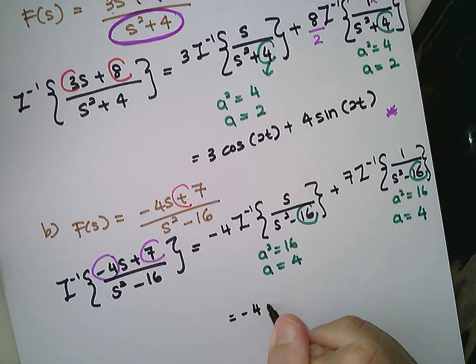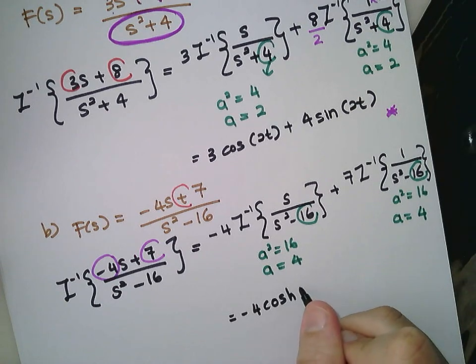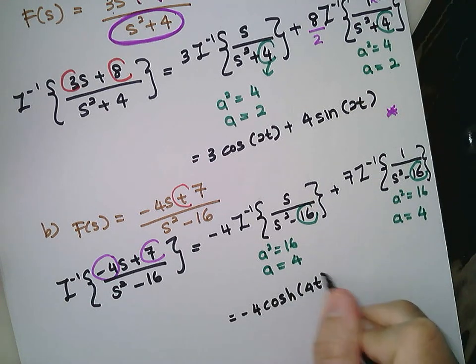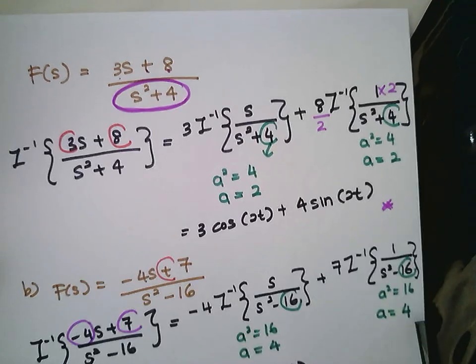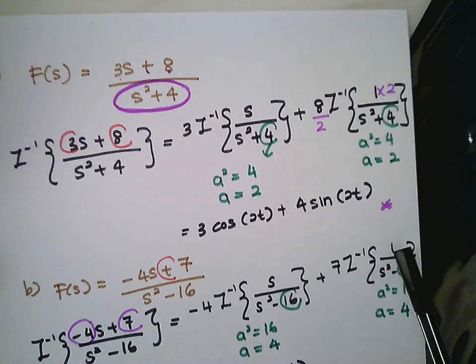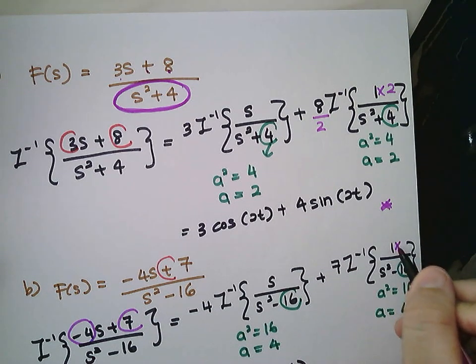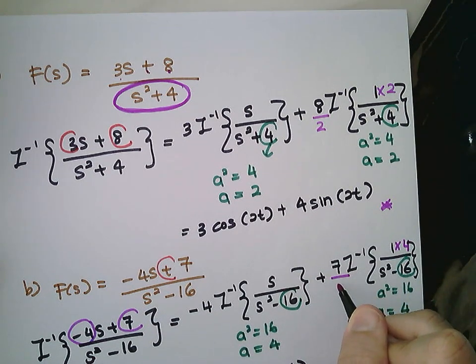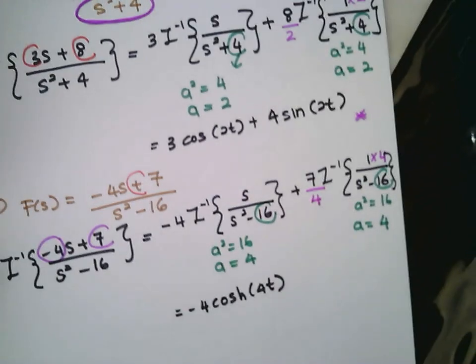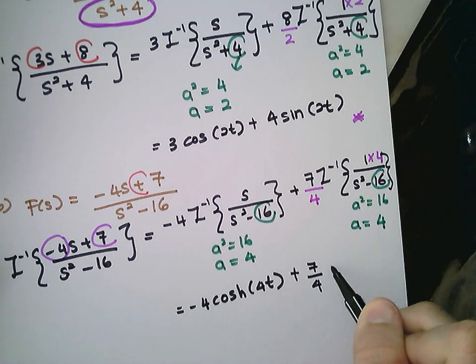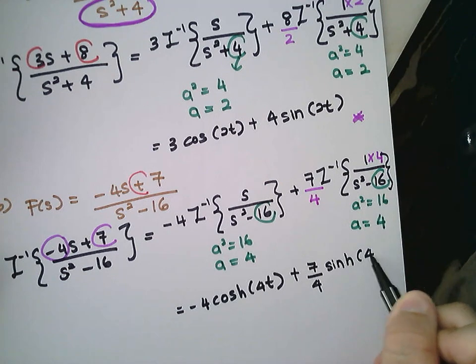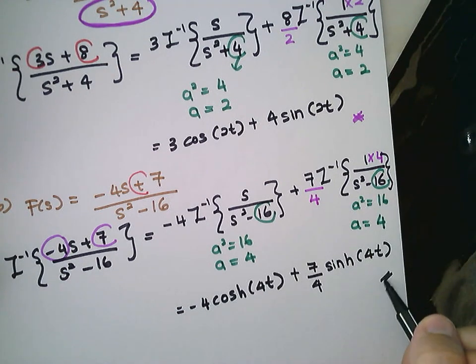So therefore, the inverse of this one is equal to negative 4 cos hyperbolic at. What is your a? 4t. Okay. For this part, you know that your a is equal to 4. So supposedly, for the numerator part, it should be 4. So therefore, you need to multiply by 4, divide by 4. Okay. So you will have plus 7 over 4 sine hyperbolic 4t. Okay.